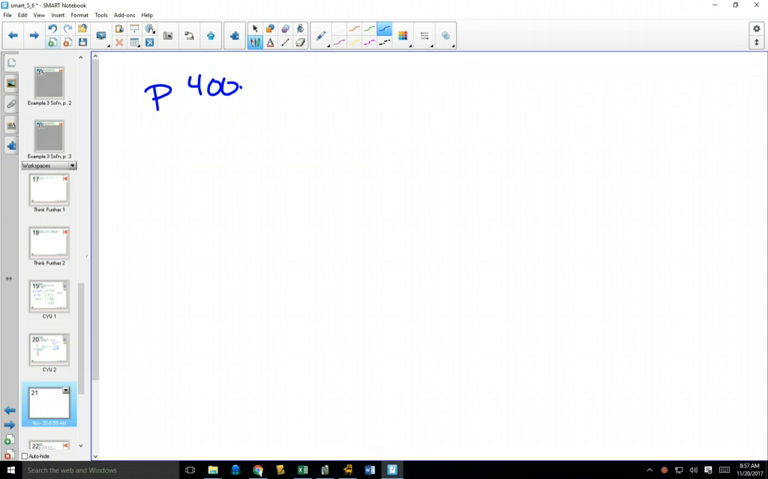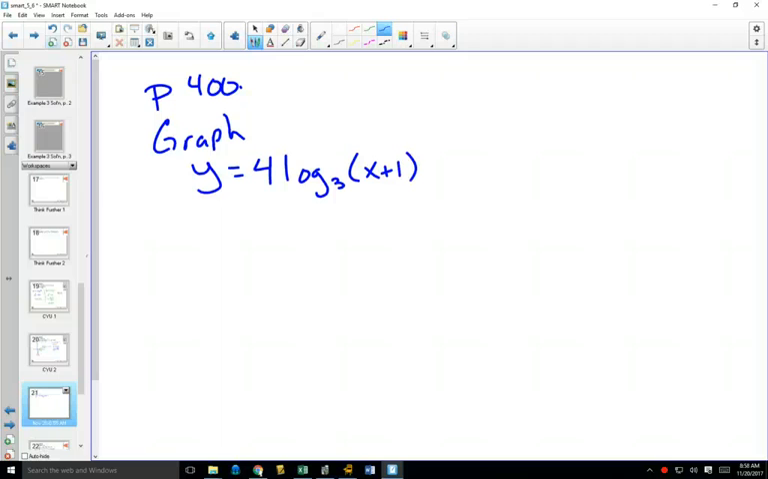Okay, so you are going to try this on your own. You're going to graph y equals... So you can do it on the whiteboards first, and then after we'll transfer. If you feel really confident, you can transfer your graph and your work onto page 400. y equals 4 log base 3 of (x plus 1) minus 5.